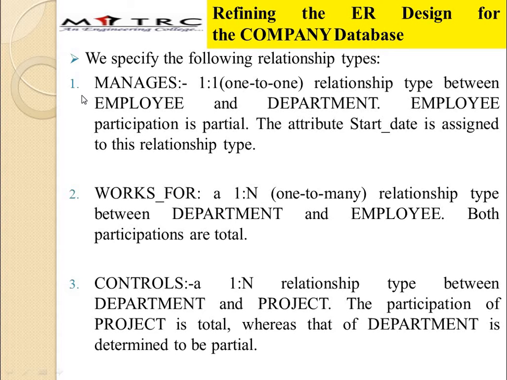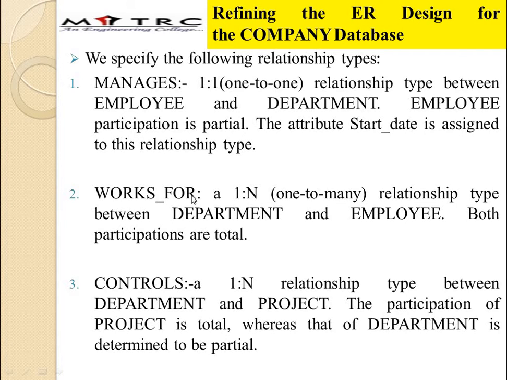Now let us refine our company database that we were discussing from the beginning on the basis of the ER diagram that we have seen up till now. So what does the relationship specify? We specify the following relationship types. First is the manage relationship. If we see it in our ER diagram, it has a one-to-one relationship between the employee and department, and employee participation is partial. That means the attribute start date is assigned to this relationship type. So the first important point to note about the company database is that it specifies the first relation, manage, which is a one-to-one binary relationship between employee and department, and the employee participation is partial.